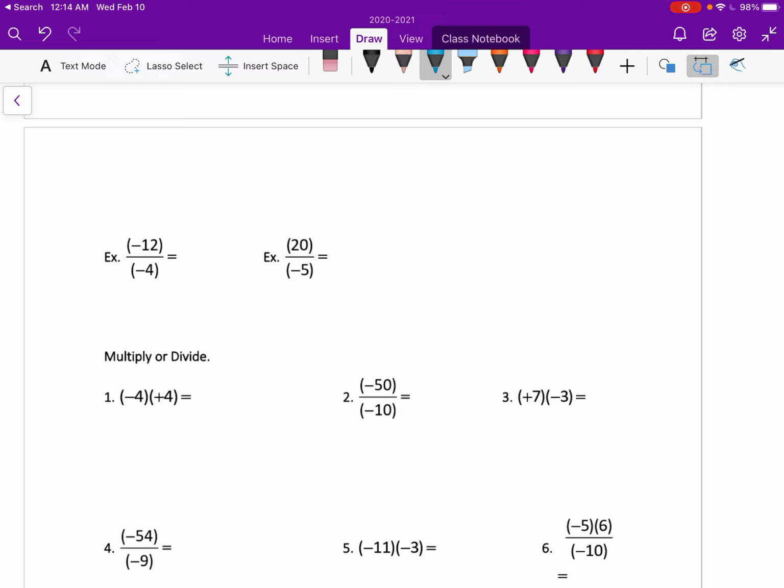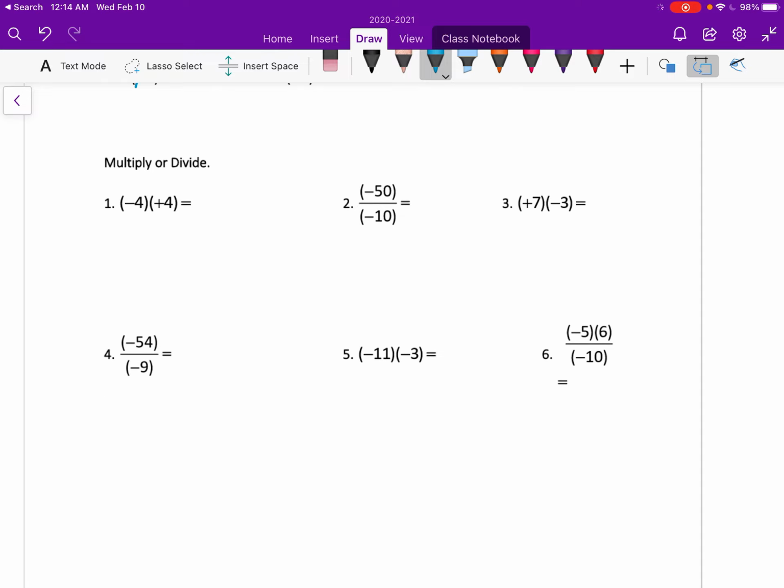All right, welcome back. So we're going to do negative 12 over 4, which is the same thing as saying negative 12 divided by negative 4. The negative and the negative will cancel each other out, and then you just have 12 divided by 4, which is 3. Now you have a positive 20 and a negative 5. They're opposite signs, so you're left with a negative. 20 divided by 5 is going to give me 4. So you're left with negative 4.